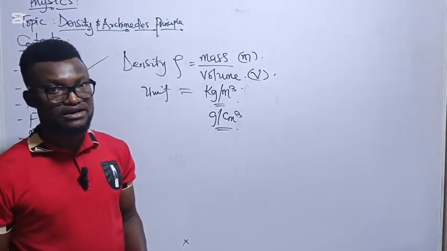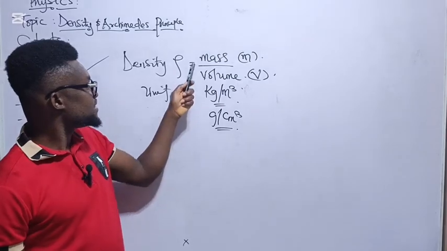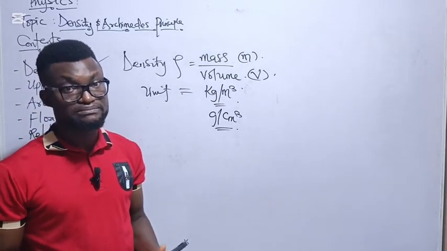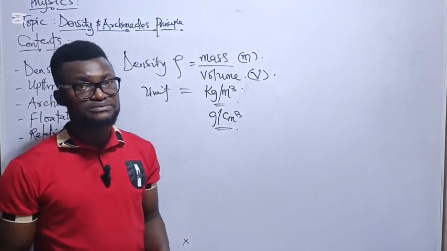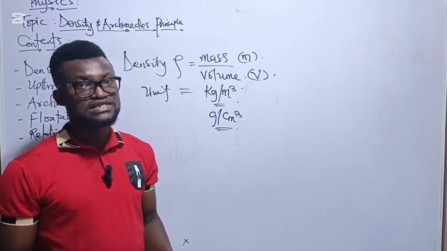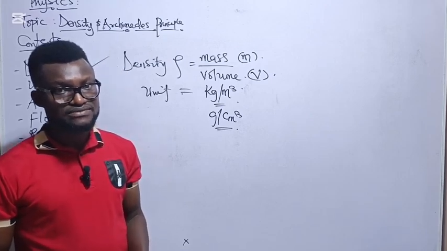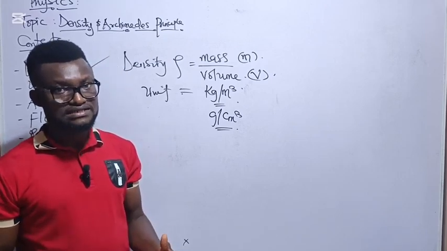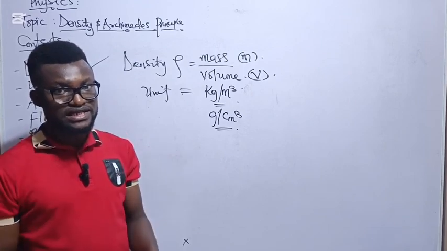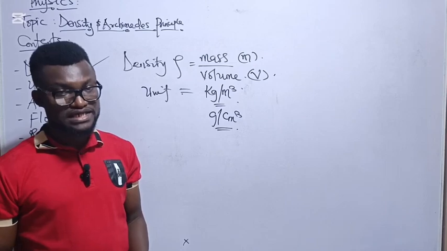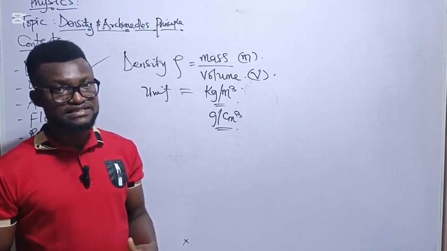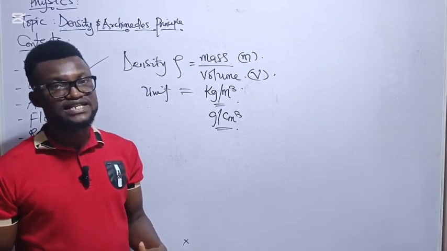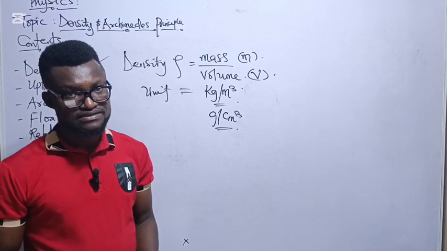But if it is an irregular object, then first get the mass as usual using the balance method. After which, the volume can be obtained using a displacement can. When the object is immersed in water, the volume of water it displaces is said to be the volume of that irregular body.